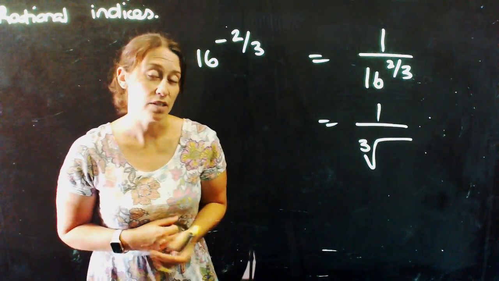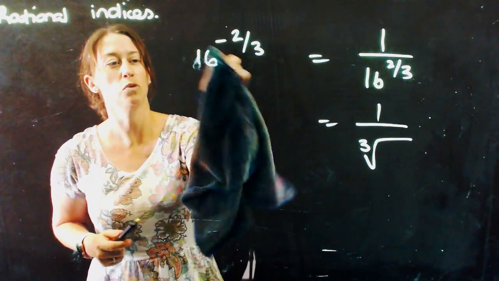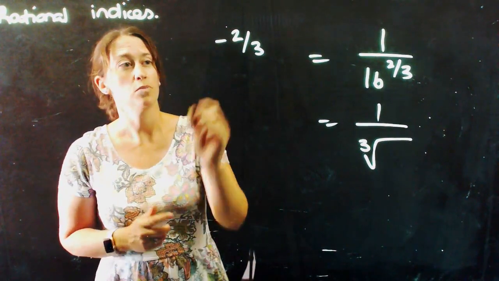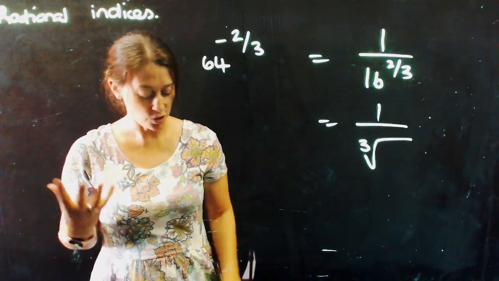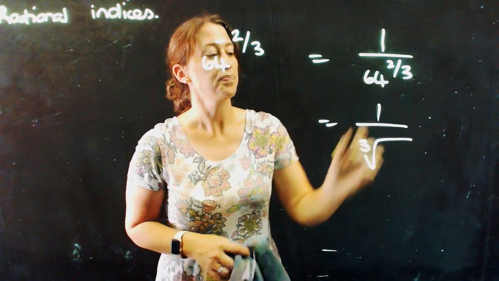That's funny, because 16 doesn't cube root, so I'm going to have to pick a different number. Let's pick a different number. Let's go for 64. I'll just change the example. I do make mistakes sometimes. So let's do 64 there.